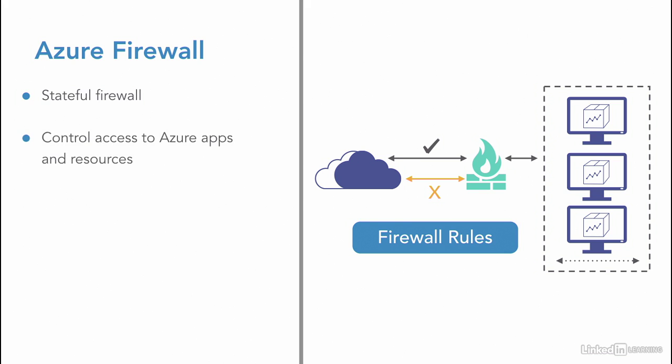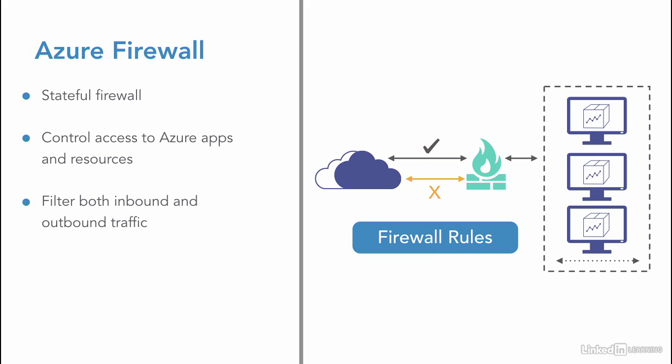We can use a firewall to control access to Azure apps and resources, and this is done with an allow or deny. The Azure firewall can not only filter inbound traffic, but outbound as well. And this is important because we can determine if something on the inside is going out that shouldn't be.